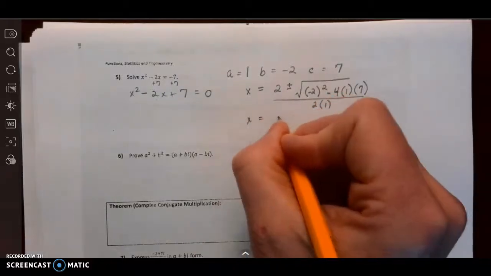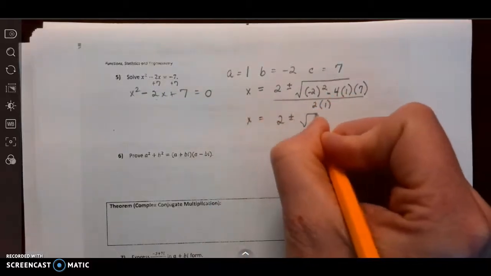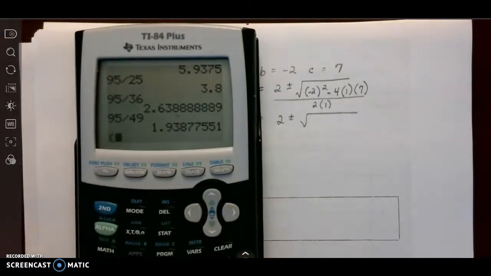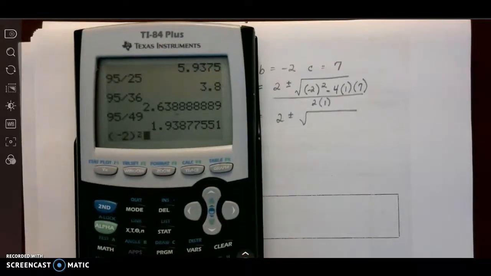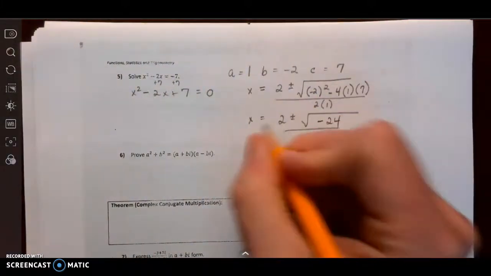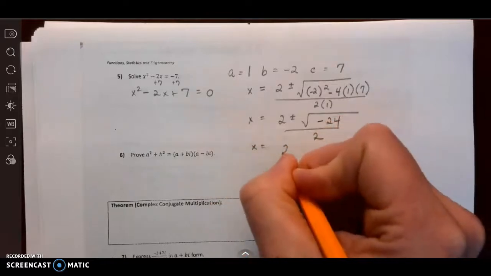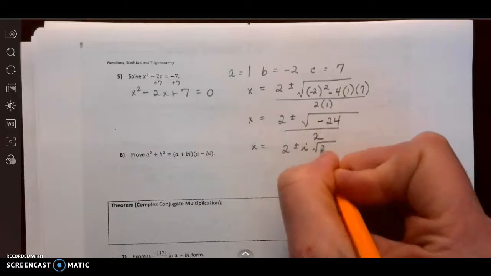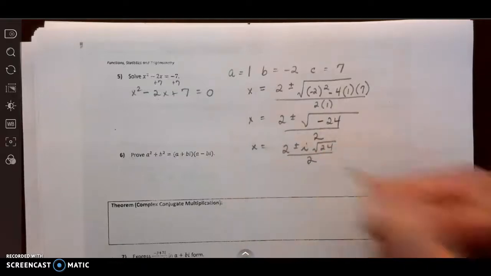Let's do my simplifying now. This is where I'm going to let the calculator help me. Got to be very careful. Negative 2 in parentheses squared minus 4 times 1 times 7. And I get negative 24 all over 2. I'm going to go ahead and pull out that negative and say i times the square root of 24 all over 2.